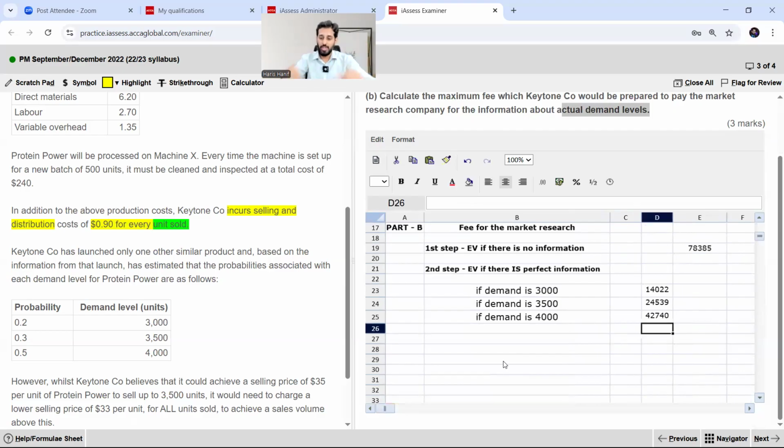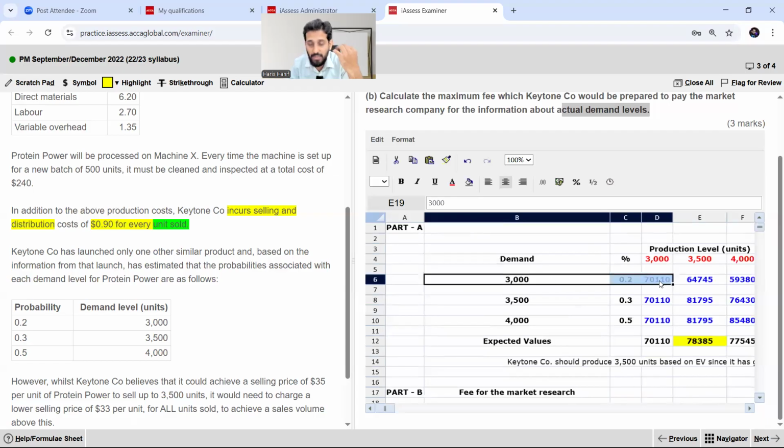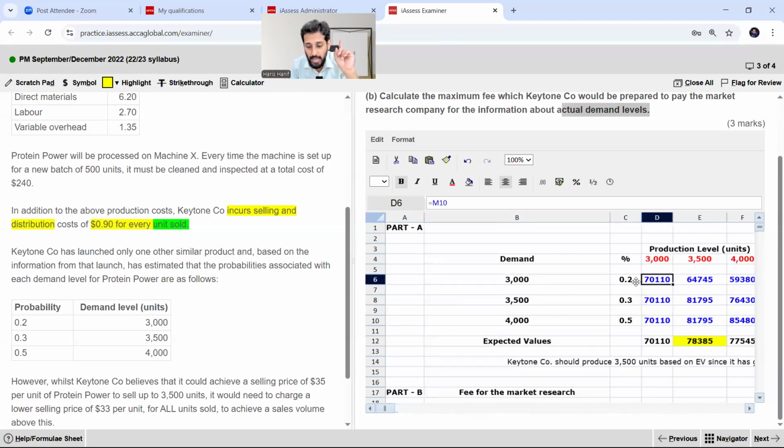Now understand the logic. If I am not having any information, I will be calculating the EV of every option, and I will be going for this, 78,385, right? I will be gaining the value, that means the benefit, the return. And if I have perfect information in every one of the three scenarios, for example, if there is a market demand of 3000, I will go with this.